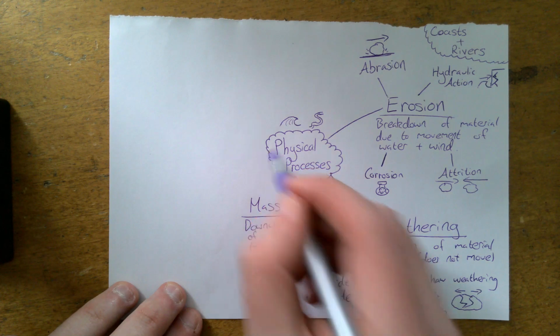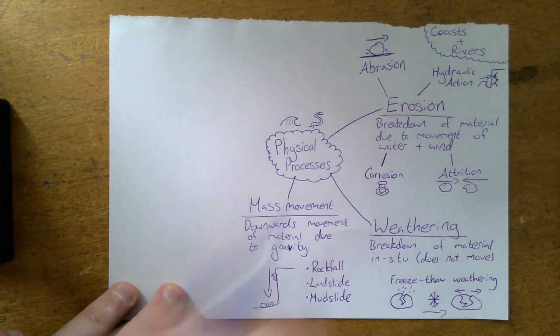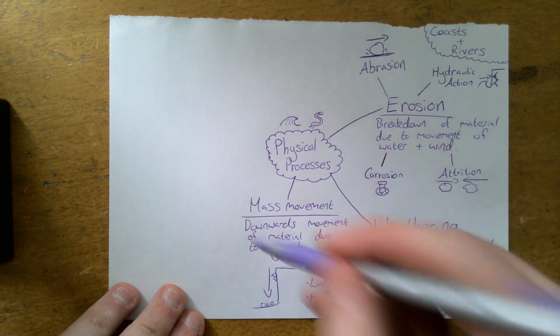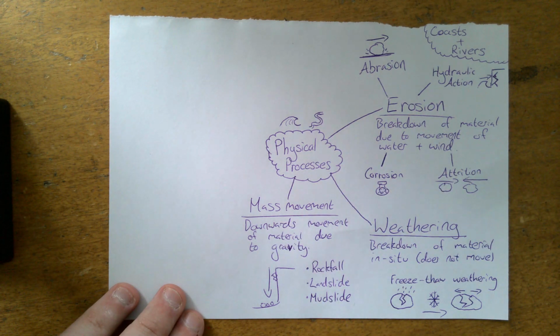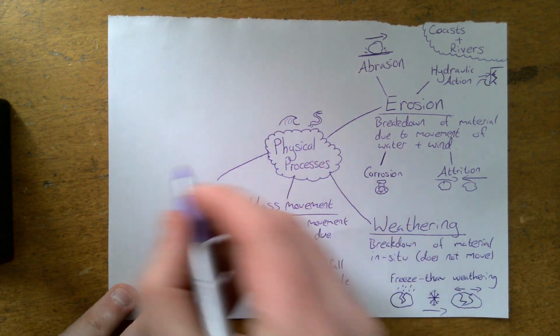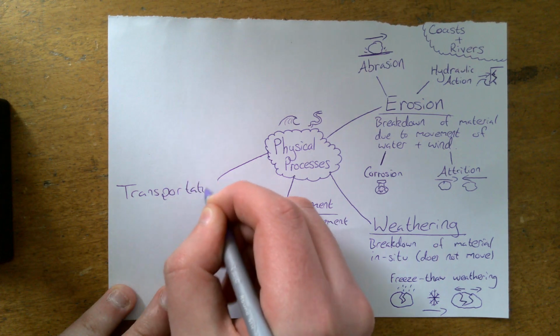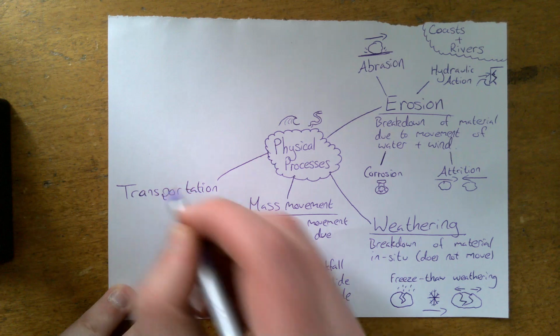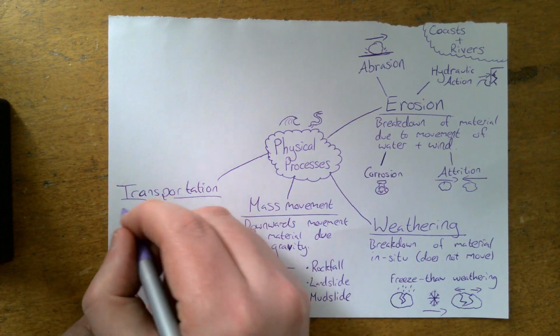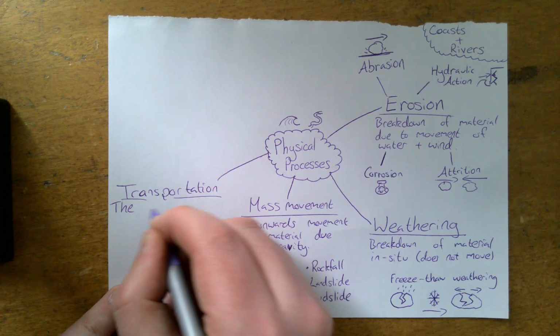Excellent. Right, only two more things. Look at this, three physical processes done. This is really all we need to know. The ability to use these in our answers is what's going to get you the marks. Let's now talk about transportation. Transportation, not like trains and boats, this is the movement of material.